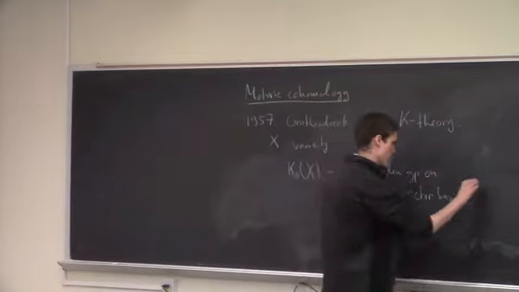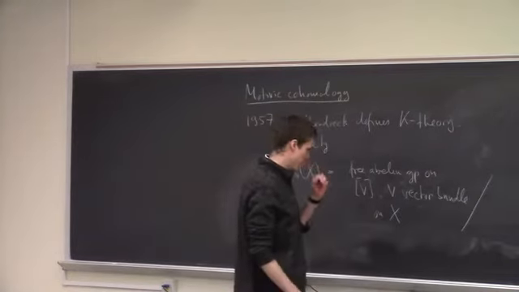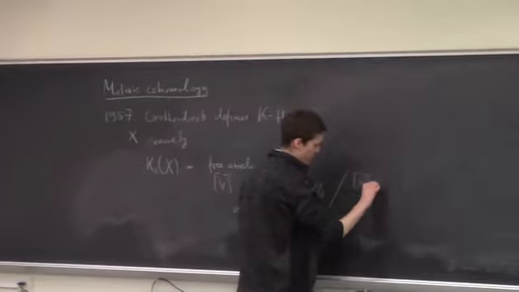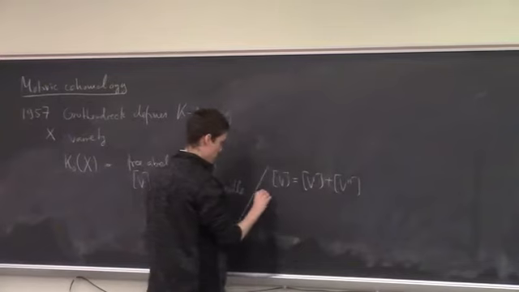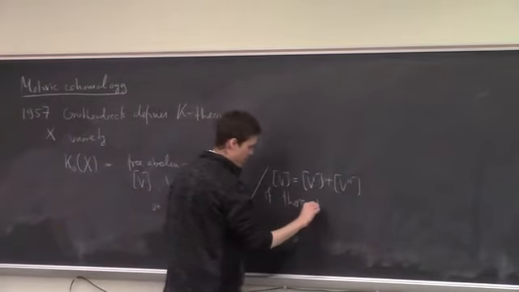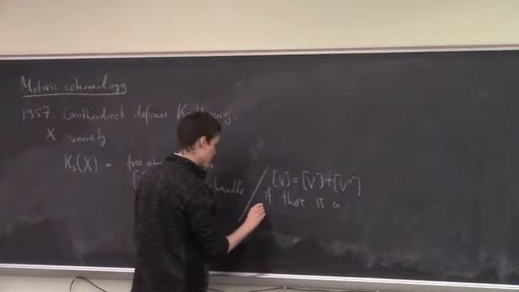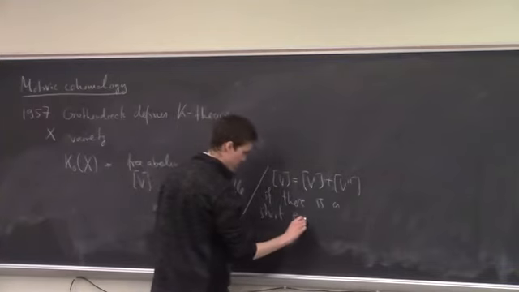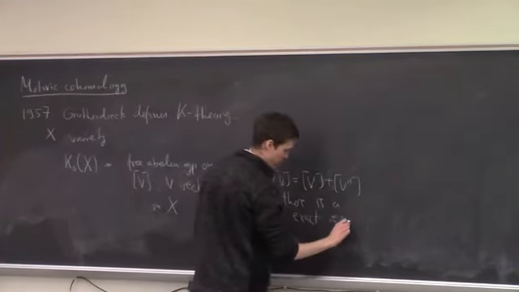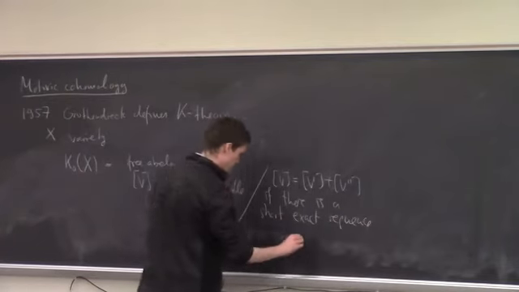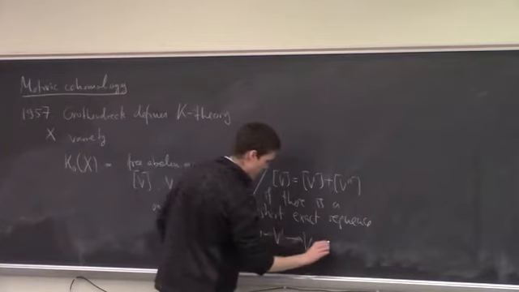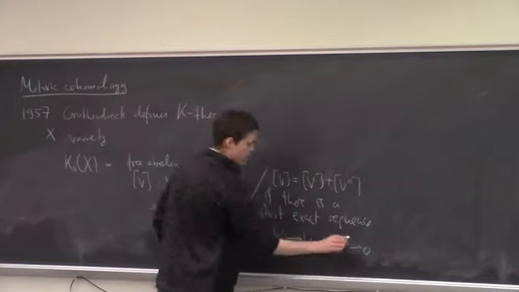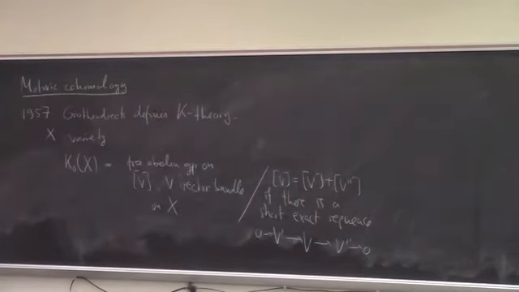And then you add some relations, namely, we say that [V] is equal to [V'] plus [V''] whenever there is a short exact sequence of vector bundles, with V in the middle, V' a subbundle of V, and the quotient being V''. So this is what K0 of a variety is.